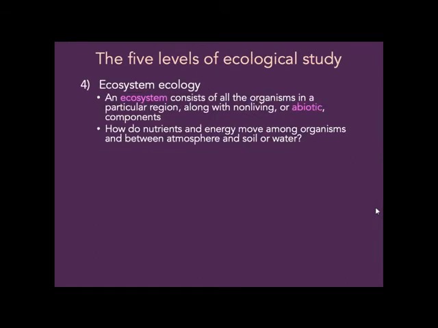The fourth level is ecosystem ecology. An ecosystem is all of the organisms in a particular area, which is a community, plus the non-living or abiotic components. So the ecosystem includes the living stuff that's there, but also abiotic components like humidity, temperature, the pH of the soil, things like that. A question you might ask in ecosystem ecology is, how do nutrients and energy move among organisms and between atmosphere and soil or water?